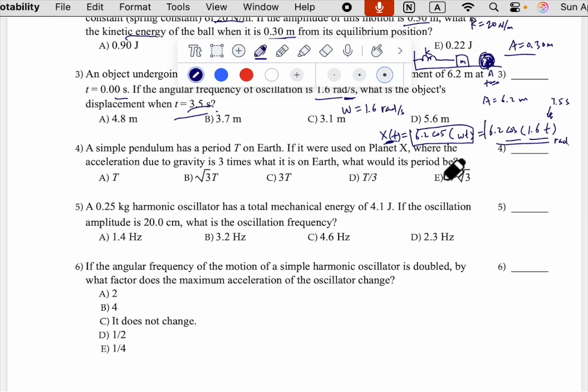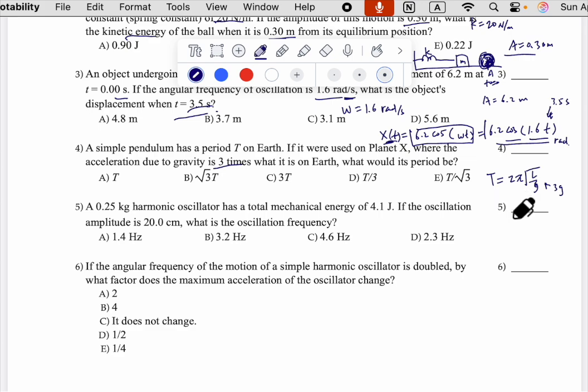Alright, number 4. A simple pendulum has a period T. If it were used on planet X, where the acceleration due to gravity is 3 times what it is on Earth, what would its period be? Same thing here: the period equation is 2 pi square root of L over g. Everything stays the same, but g increased by 3 times. Instead of g, now it's 3g.